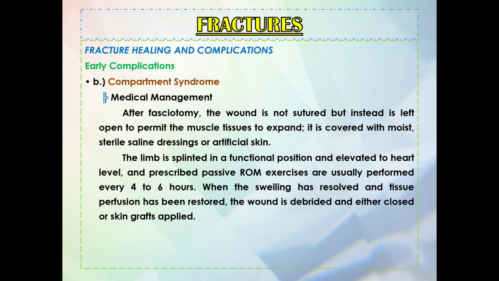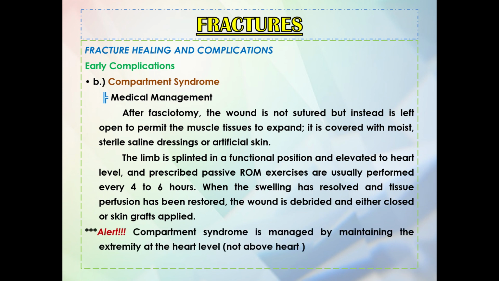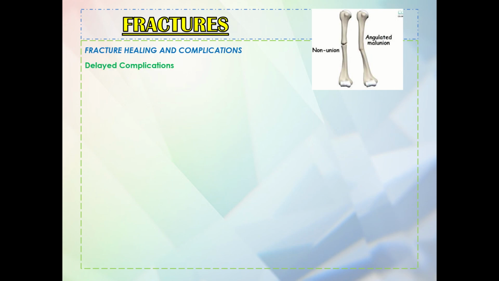So the limb is splinted in a functional position and elevated to heart level, and prescribed passive ROM exercises are usually performed every 4 to 6 hours. So when the swelling has resolved and the tissue perfusion has been restored, the wound is debrided and either closed or skin grafts applied. So you have to be alerted. Compartment syndrome is managed by maintaining the extremity at the heart level, not above heart. So heart level lang. Hindi mas mataas pa sa level of the heart. So that is how we manage compartment syndrome.